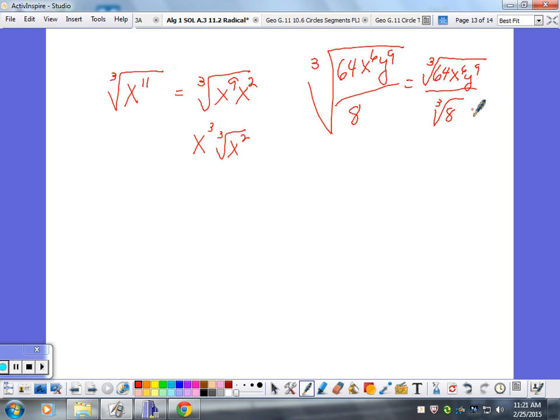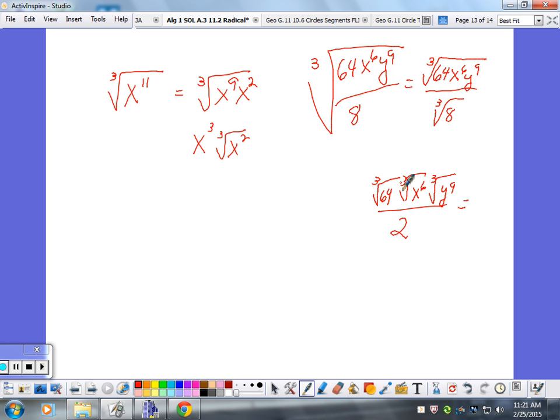Eventually this will ring a bell in your head. Is this a perfect cube on the denominator? I just noticed it. Cube root of 8. So great, I'm just going to take that out because we easy. But let's see, this is the cube root of 64 times the cube root of x to the 6 times the cube root of y to the 9th. And then you have to kind of simplify all that.